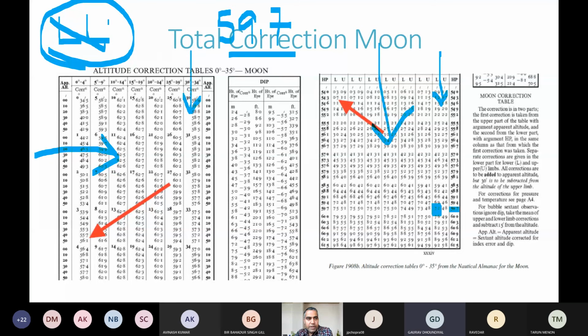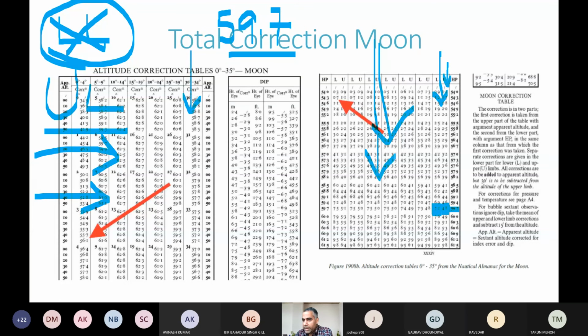Yes sir, yes sir. Now let's assume that this was an upper limb observation. What would we do then? Then we have to enter under U. So again, 59.7 under U, you have the correction as 4.8. So we will apply this correction as 4.8. This is plus. As I told you, all the corrections, irrespective of whether it is upper limb or lower limb, all are plus. So you add this 4.8. Once you have applied the main correction as well as the HP correction, both are positive, both are added up.